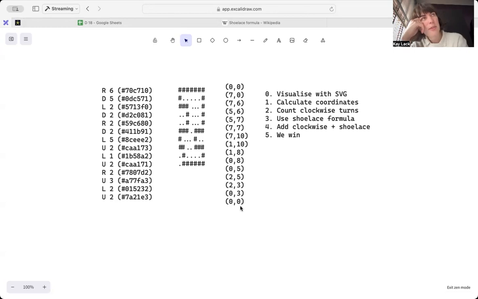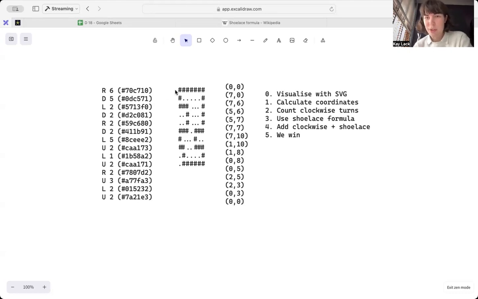Wait, is this right? Yeah. If we take the inwards coordinates here, the cell coordinates, use the shoelace formula on that, and then add in one cell for every clockwise turn, I think less the final one, I'm not certain, then we get the right answer, I believe. Hopefully not by coincidence.